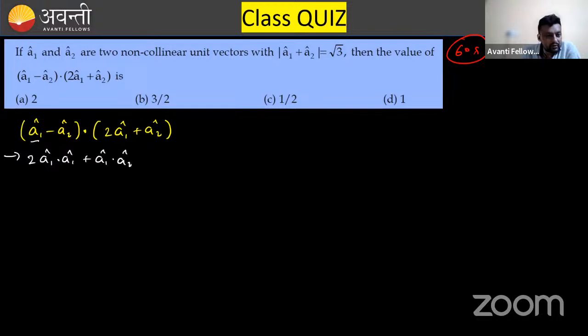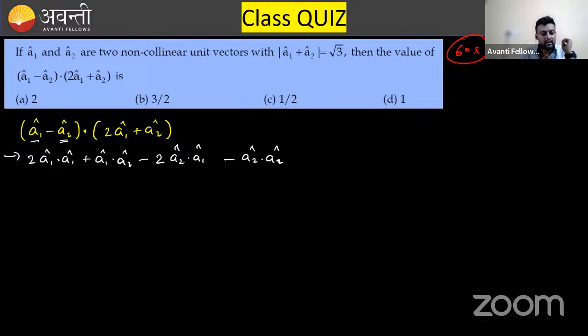Clear? Now I am doing it for A2. That means minus 2 A2 dot A1, or A1 dot A2, whatever you want to write, it will be the same thing. Minus A2 dot A2. I hope you can do this. This is a simple multiplication thing. I did nothing special in this.